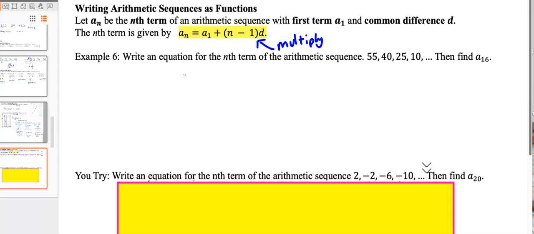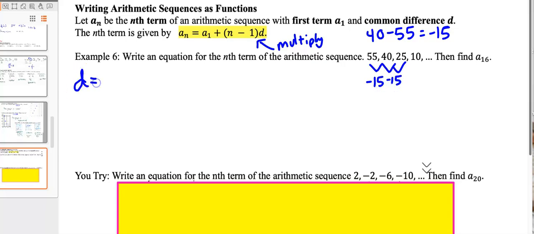So kind of two parts. The first part is to write an equation. To do that, you have to figure out the pattern. So how did they go from 55 to 40? Well, they went down, and it's arithmetic, so they probably subtracted. Again, if you don't know, pick a number, subtract the one before it. So 40, take away 55. I know they're subtracting 15. Okay, so that is our common difference, subtracting 15 each time.